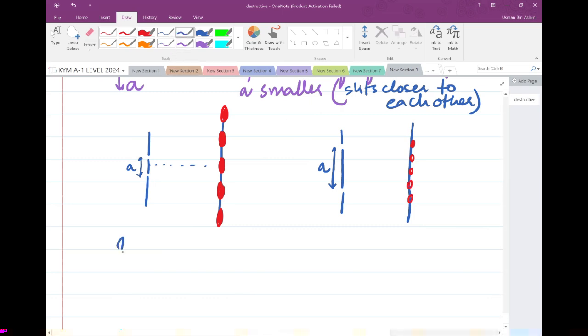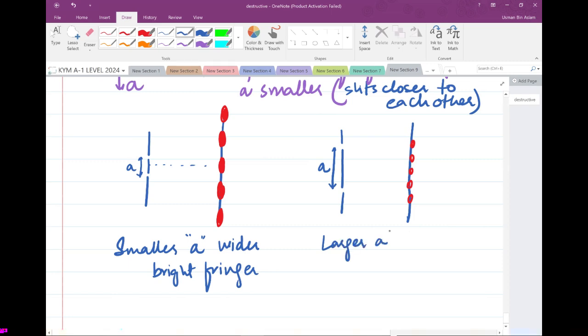All right, I got it. Smaller A means wider bright fringes, and larger A means closer bright fringes. So when we say smaller bright fringes, yes, you can say closer and smaller bright fringes. Is that all right? Okay.